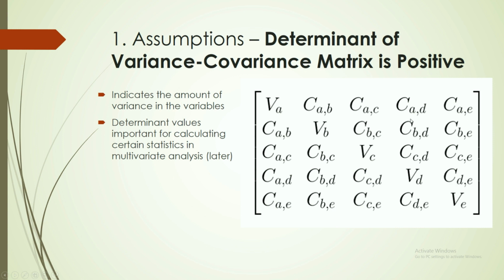outcome variables. Now, the determinant of the variance-covariance matrix is important because it indicates the amount of variance in the variables, and it is also very widely used in multivariate analysis, so it's important that it is positive, and we will get to this more later in the other seminars in this series.